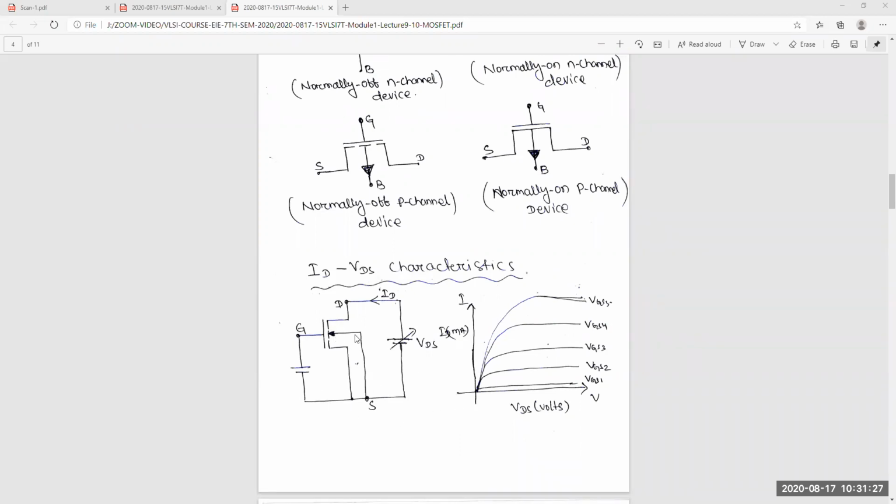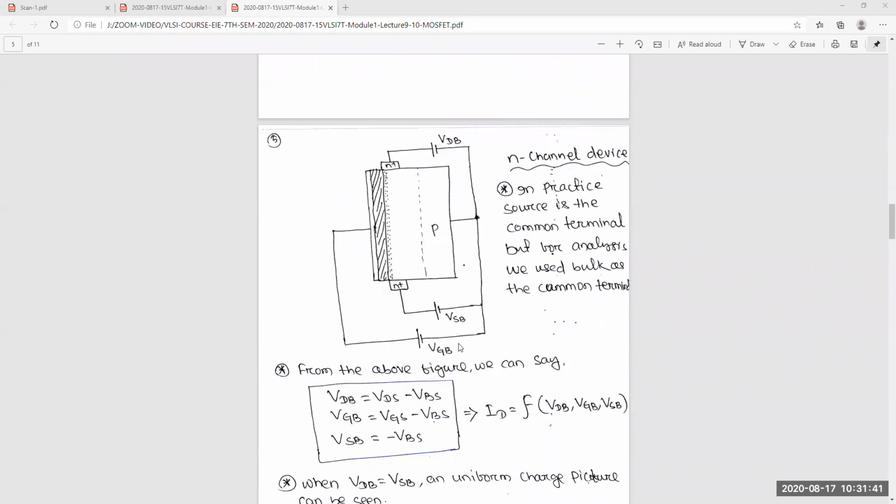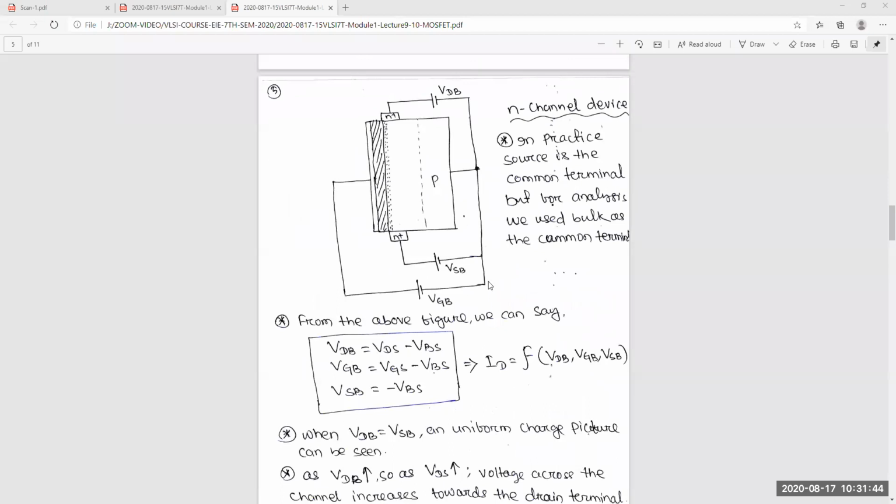Here the bulk, the body, is connected to the source, and whatever VGS we apply, we'll say it's VGS and it's VDS. In the practical case, this is the real thing. But in our analysis, we'll take the reference as bulk, not the source. It's the same thing, no difference. But for analysis it will be very easy, because whatever analysis we have done for the MOS structure is referenced to the bulk. So here also, whatever analysis you do is referenced to the bulk only.